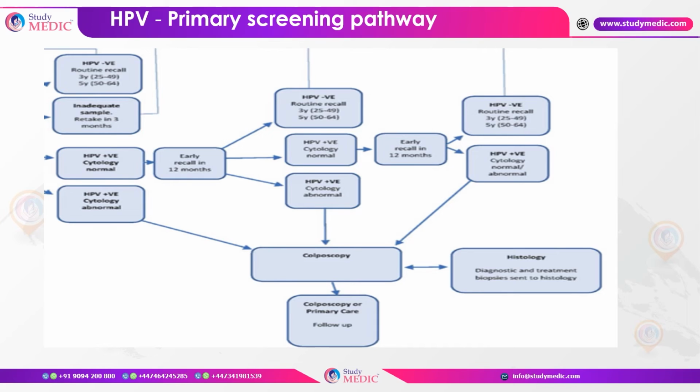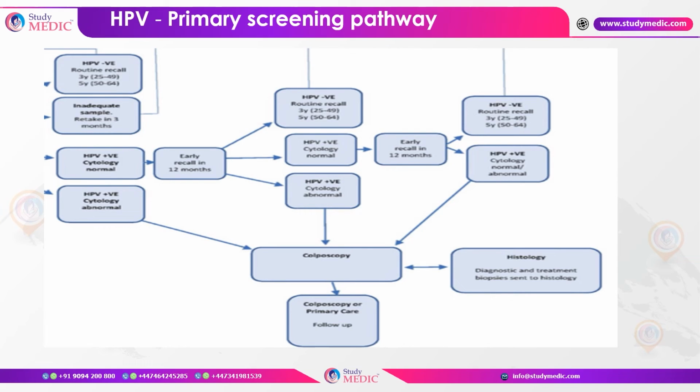What happens? If HPV is negative, the woman is called for a routine recall. If HPV is positive, then a cytology is done. If cytology is also abnormal, the woman directly goes for colposcopy, and then according to what are the findings at colposcopy, the further management is done. Now, if a woman is HPV positive but cytology is normal, then she is called for an early recall in 12 months. Remember, normal recall is after 3 years. But because her cytology is normal and HPV is positive, she is called for an early recall.